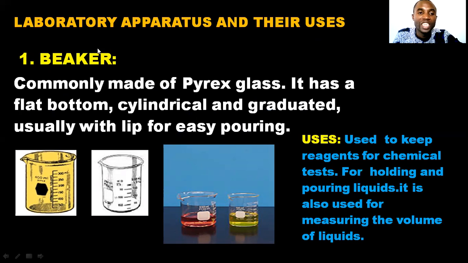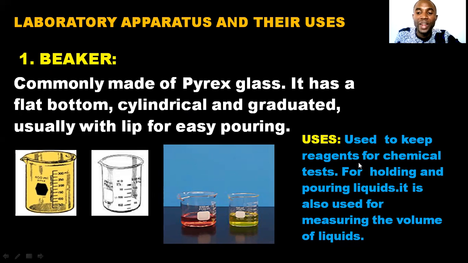One is the beaker. The beaker is made of glass, and it has a flat bottom and cylindrical shape. It is graduated, in the sense that it is labeled. You will see it is either 250 in size, or 500, or 1000. It depends. Graduated means it's calibrated. That is what we mean. A beaker is graduated, and it normally has a lip for easy pouring. You can see the lip of this one. Now, what do we use it for?